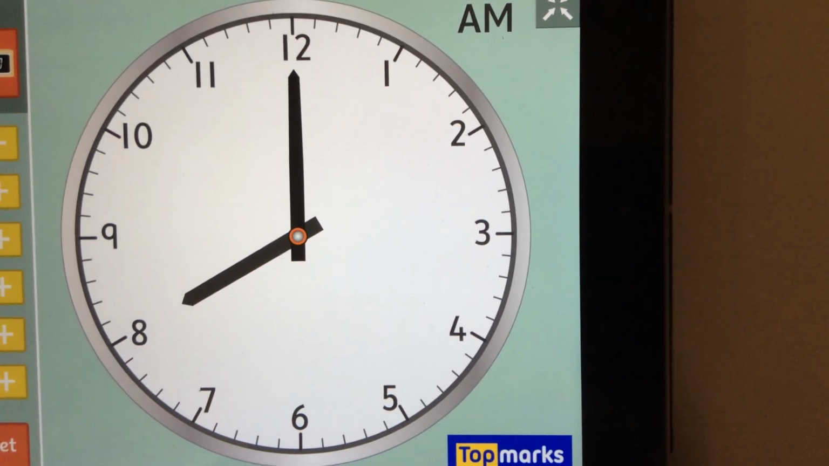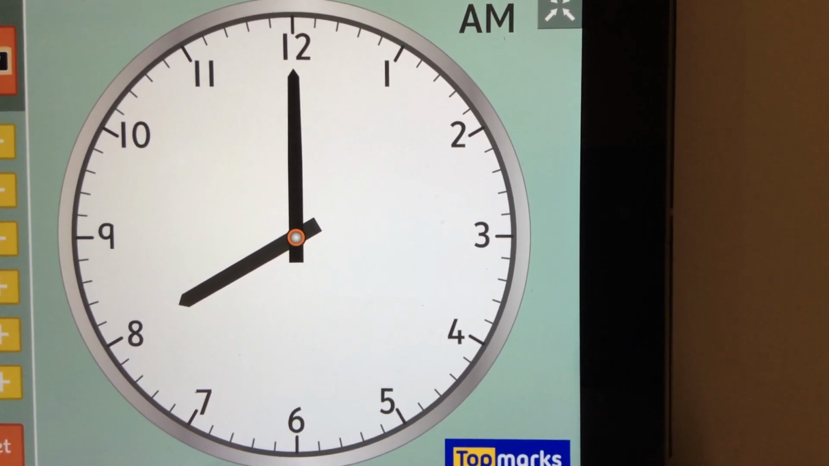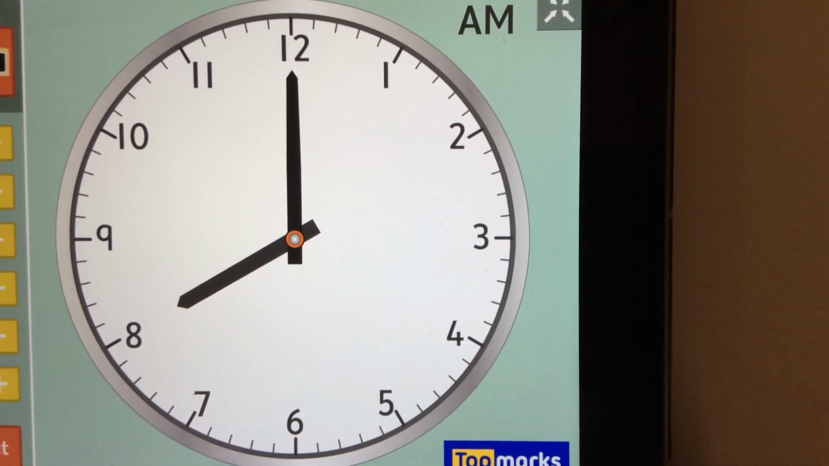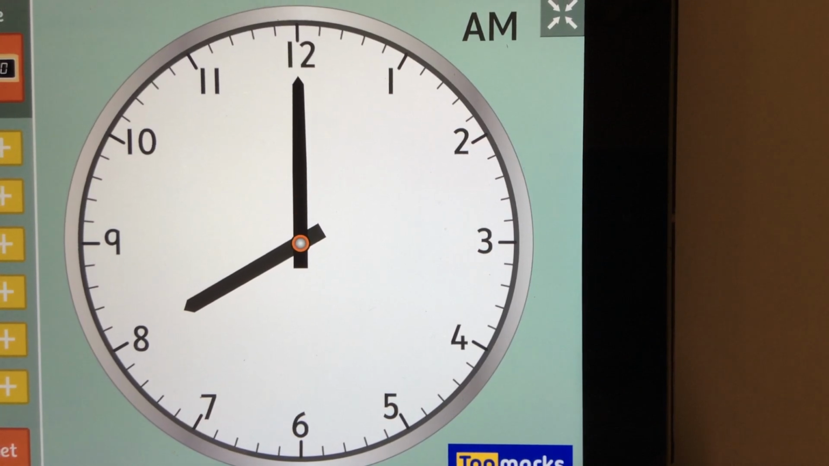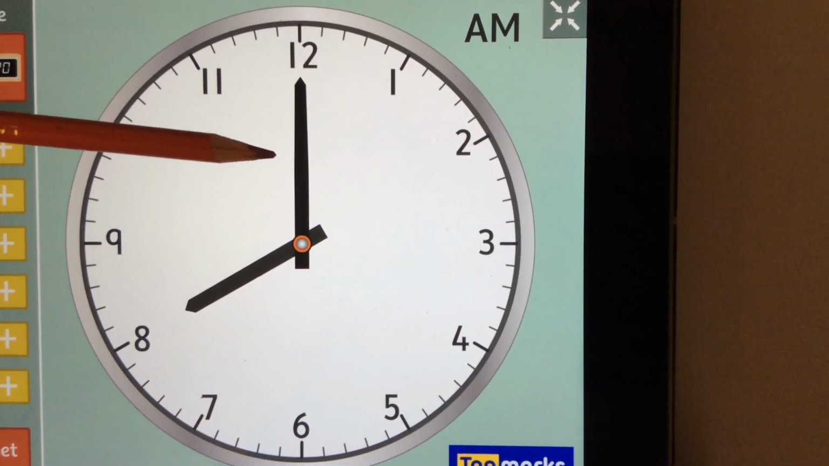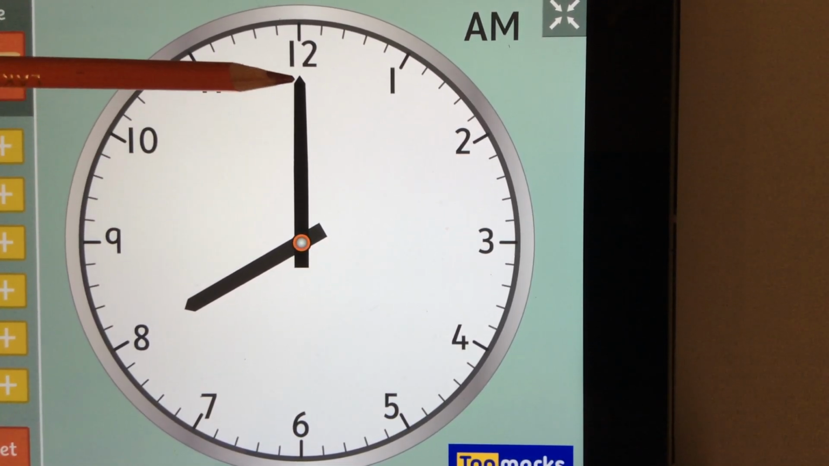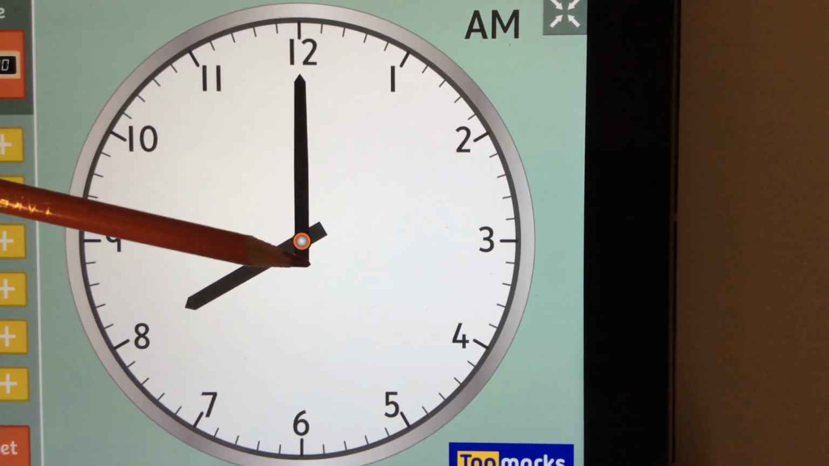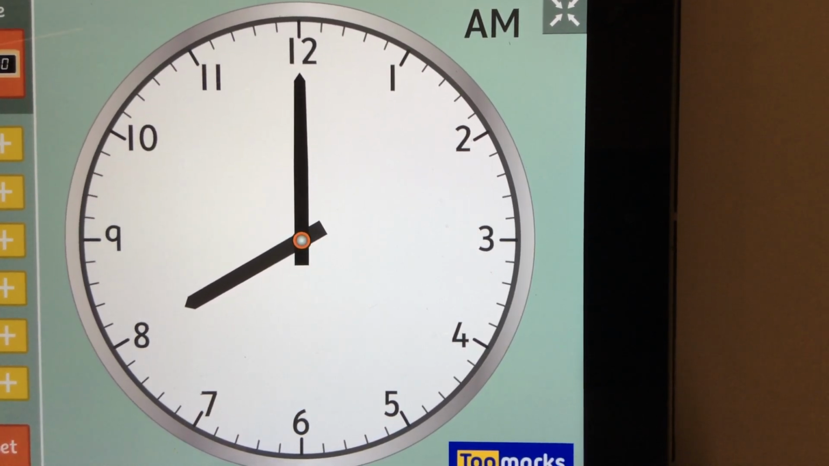Right, now you should be back from having got your piece of paper and your pencil. So let's have a look at this clock face. First things first, let's go through the basics. We are going to see that there is a long hand here. The long hand will always point to the minutes. So what is a minute?